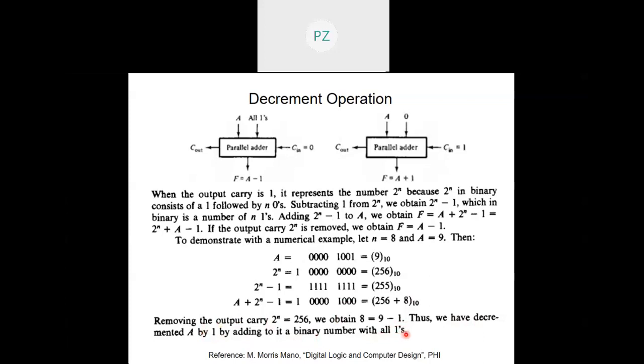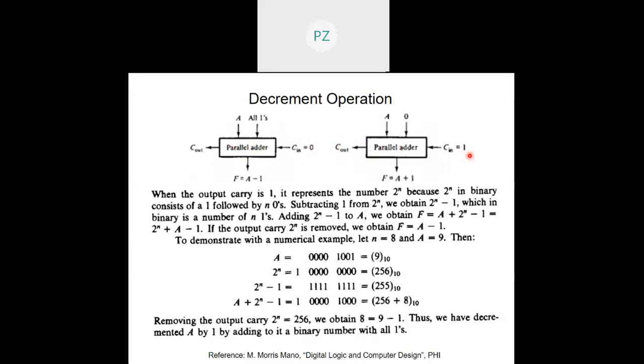The only condition is that there should be as many ones as the number of bits in A and the parallel adder. If it is a 4-bit parallel adder, you should have 4 ones. If it is an 8-bit parallel adder, it should be 8 ones. If it is an n-bit parallel adder, there should be n ones in it.